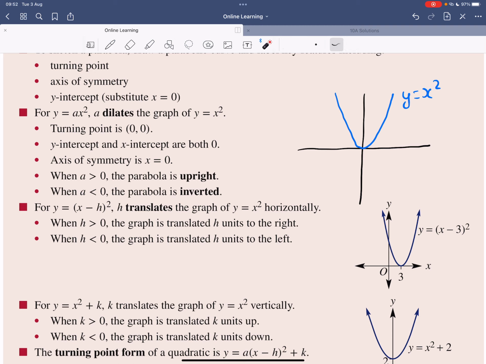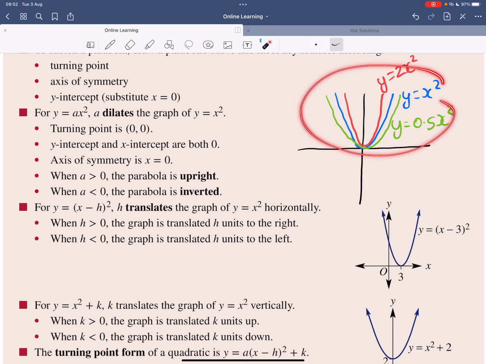So for this particular curve, the turning point is 0, 0. And no matter what curve you do, even if you do y equals, what was that one? When it gets wider, it becomes y equals 0.5x squared, or x squared. It doesn't really matter. Even if you do something else like this one here where it gets narrower, so maybe that's y equals 2x squared, for either one, the turning point is always 0, 0.